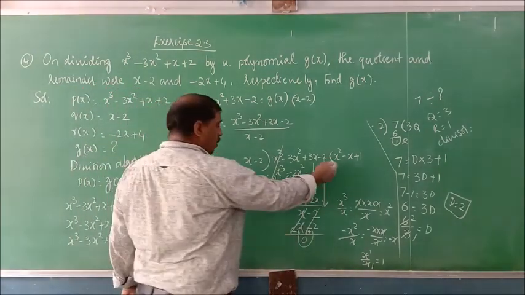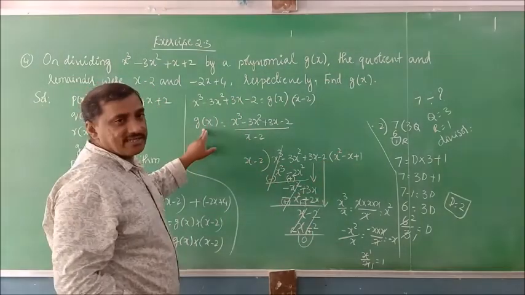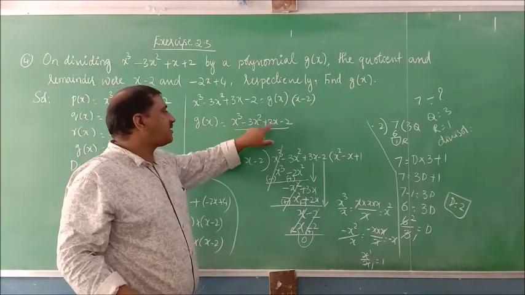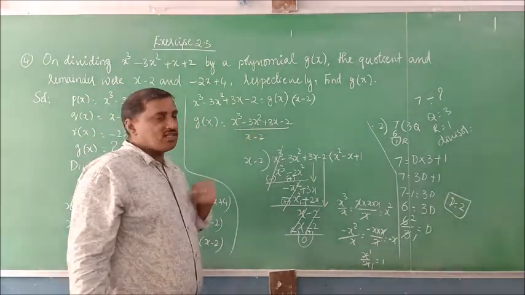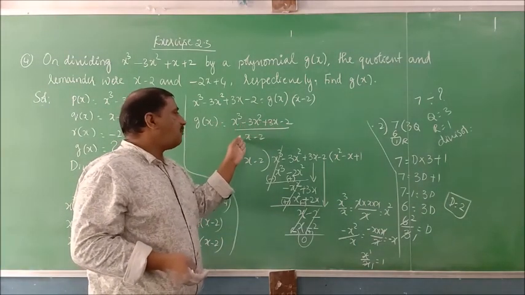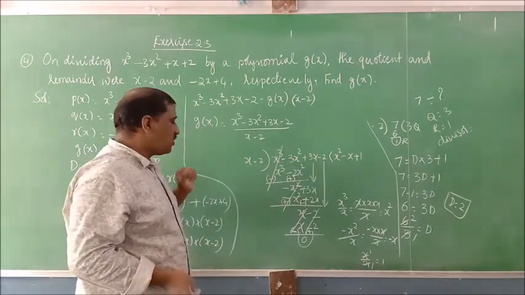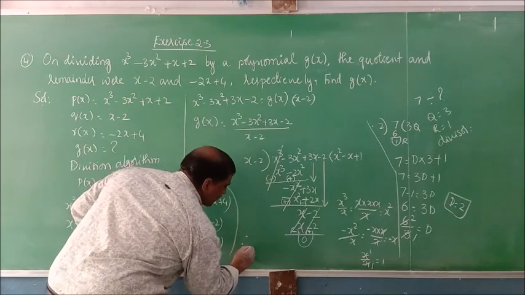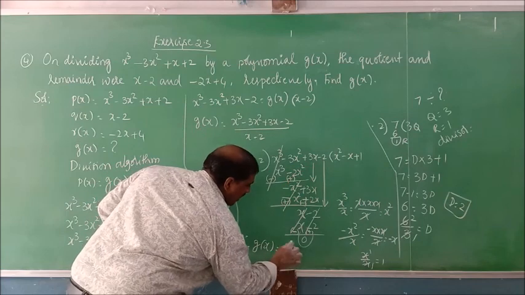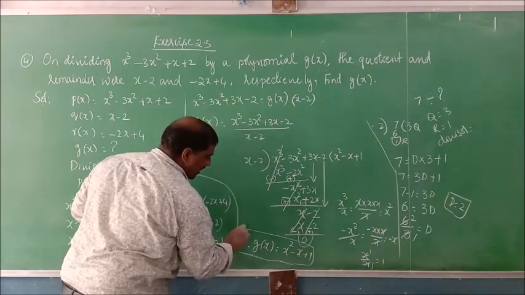Now the quotient which we got, x squared minus x plus 1, will give us g of x. So g of x is equal to what? When we divide x cube minus 3x square plus 3x minus 2 by x minus 2, the quotient which we get will represent g of x. Therefore g of x is equal to x square minus x plus 1. So like this we will find g of x.